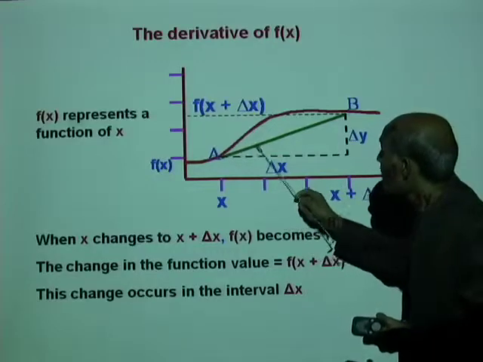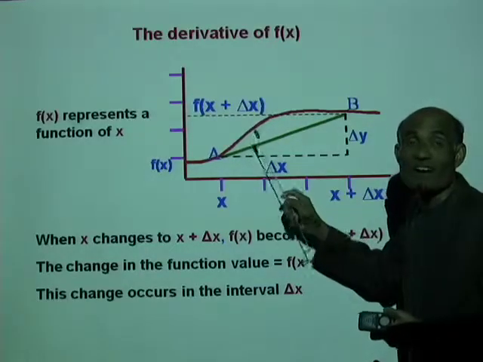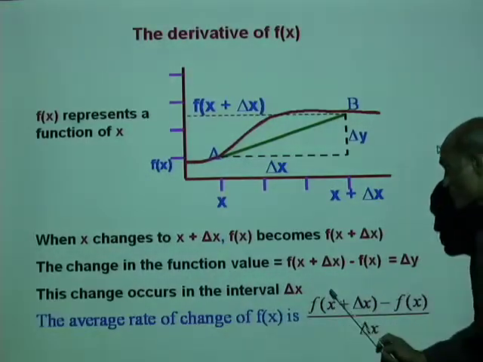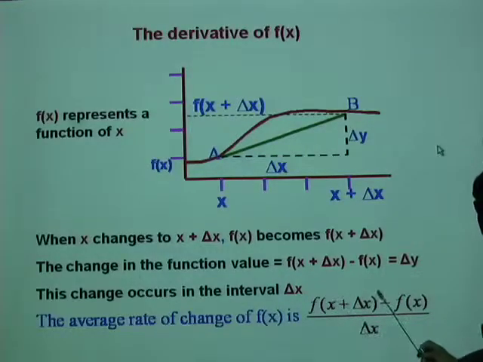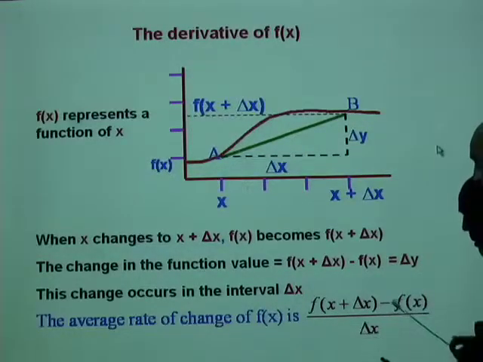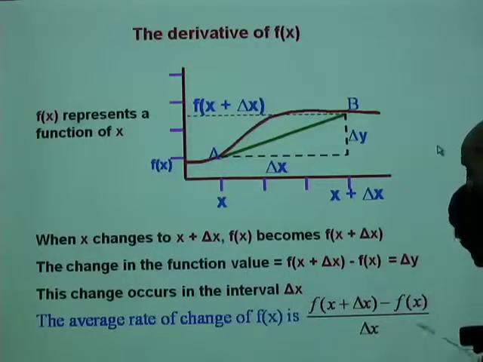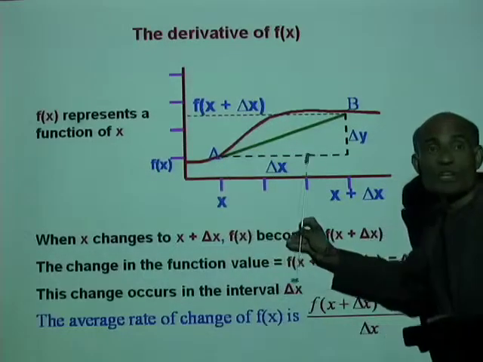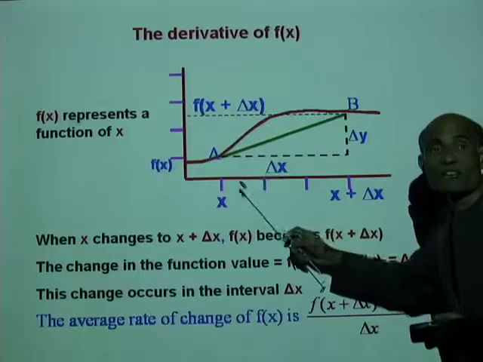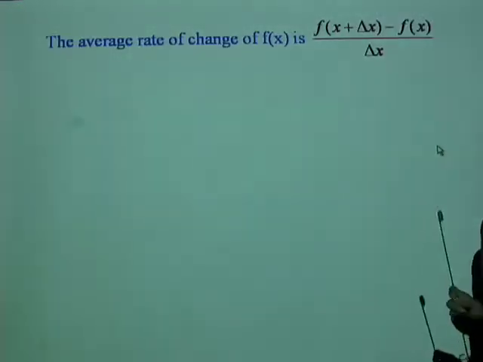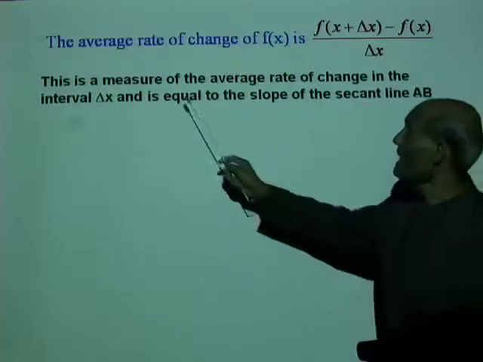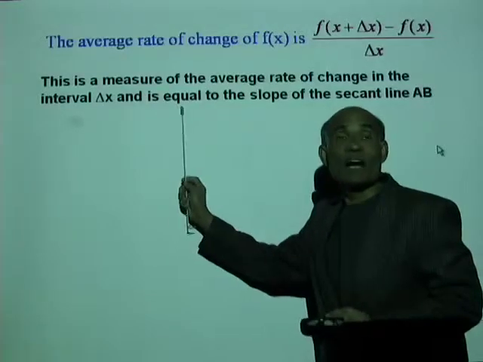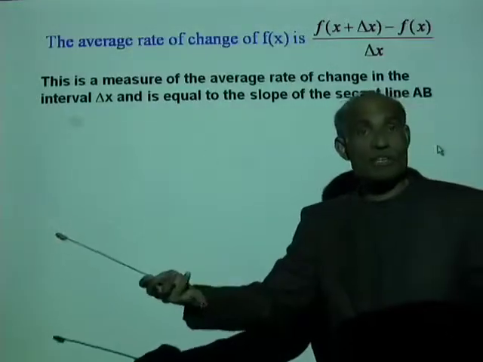And that is a measure of the slope of the secant line, and we generally call it the average rate of change. And so the average rate of change is f of x plus delta x minus f of x all over delta x. So this is the average rate of change of this function from x equal to x to x equal to x plus delta x in that interval delta x. Alright, now this is a measure of the average rate of change in the interval delta x and is equal to the slope of the secant line.